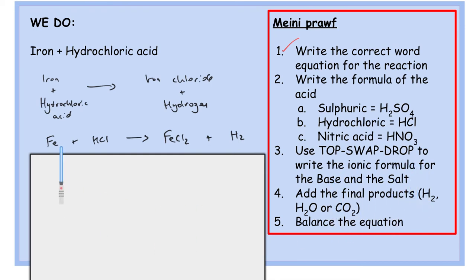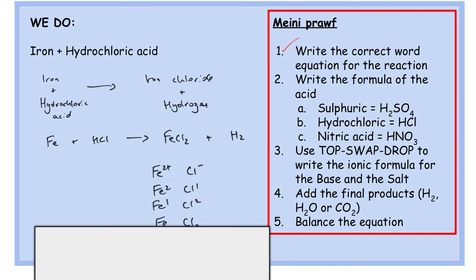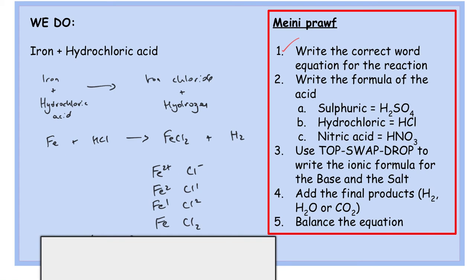I'm then going to use top, swap, drop to write the ionic formula for the base and the salt. Well, my base is just iron on its own, so I'm just going to write Fe. But I do need to do top, swap, drop to find my salt. So just imagine that you haven't seen this yet, and the way that I would get there is by top, swap, drop in this sense. So I've got Fe2+ and Cl-, so I go Fe2, Cl1, Fe1, Cl2, Fe, Cl2.